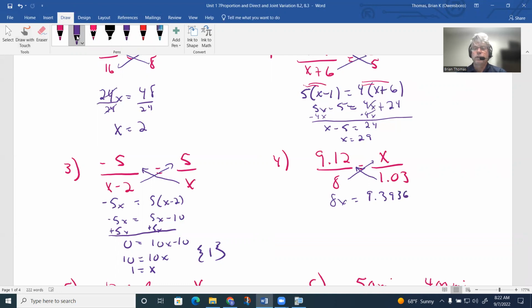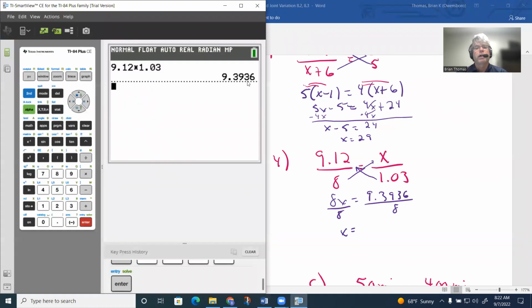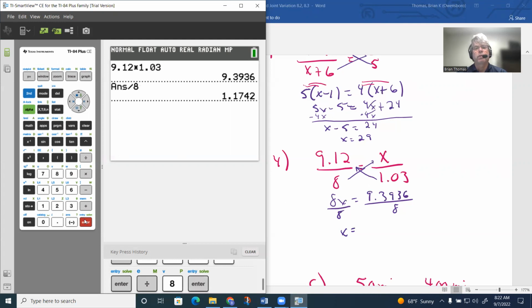So again, to get x by itself, we still have to divide each side by 8. So this looks like we may have to do some rounding. We'll see. So x is going to equal 9.3936 divided by 8. I have that in the calculator, so all I have to do is hit divided by 8. Notice how it has this ans. It just brings down that 9.3936. If I divide that by 8, hit enter, that gives me 1.1742.